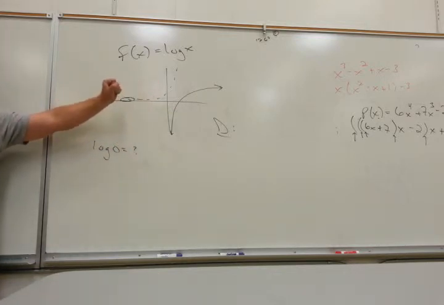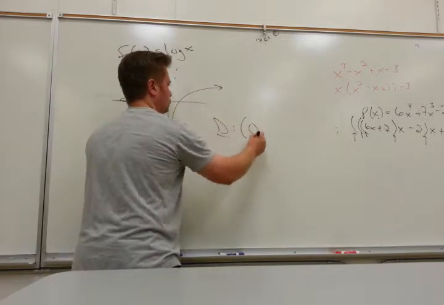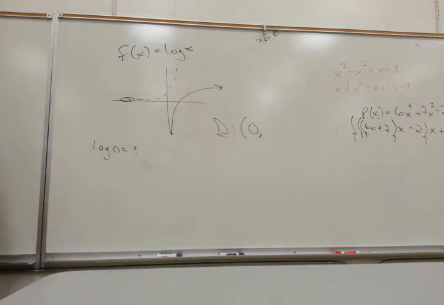So it's all real numbers greater than 0. In other words, greater than 0. So my domain starts right above 0 and goes to infinity.